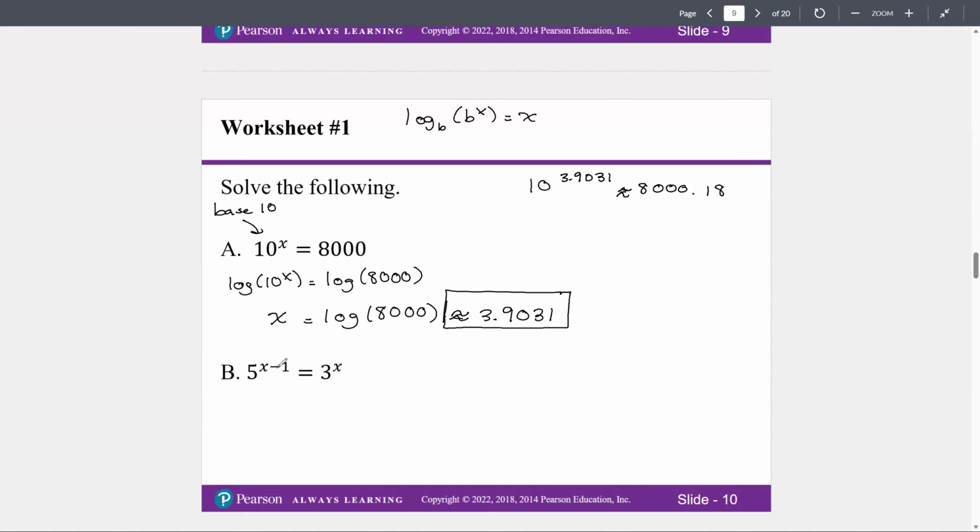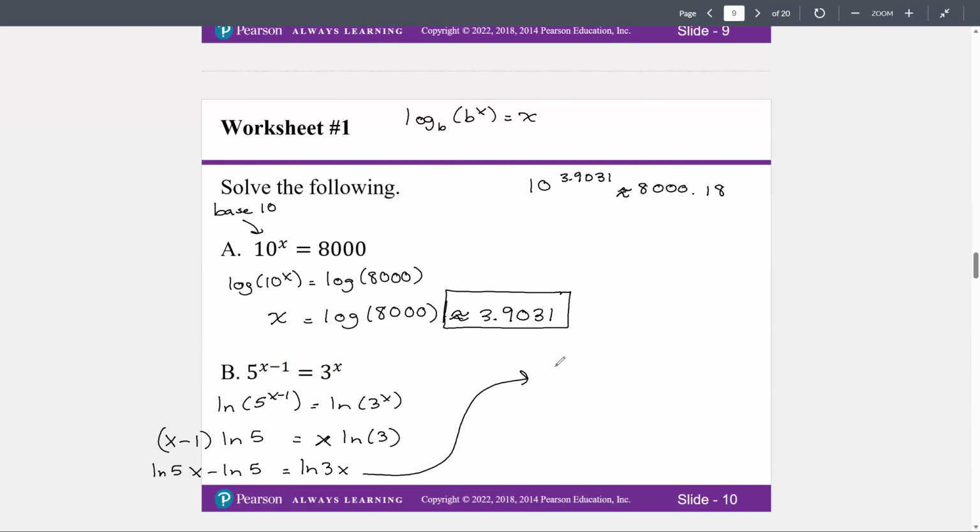Here we got 5^(x-1) equals 3^x. So if I do a natural log of both sides, I can get at those exponents, and now I have (x minus 1) times natural log of 5, and here I have x natural log of 3. So we're going to have x natural log 5 minus natural log 5 equals x natural log 3.